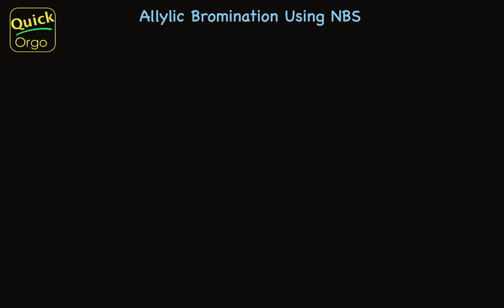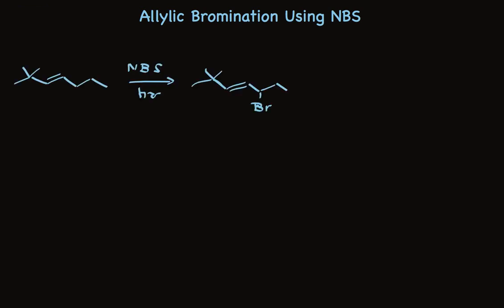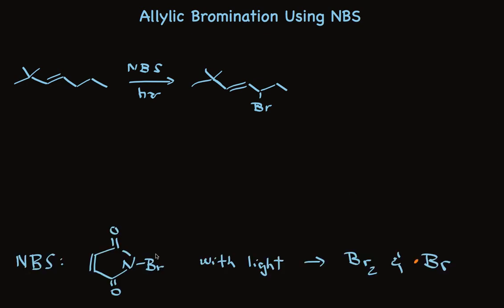I want to show you an interesting reaction of alkenes that occurs selectively at allylic positions. When an alkene is treated with NBS and light, bromine selectively appears in place of a hydrogen at the allylic position. Very first thing you'll ask is, hey, what is NBS? And let me show you. It's a sort of complicated looking structure.